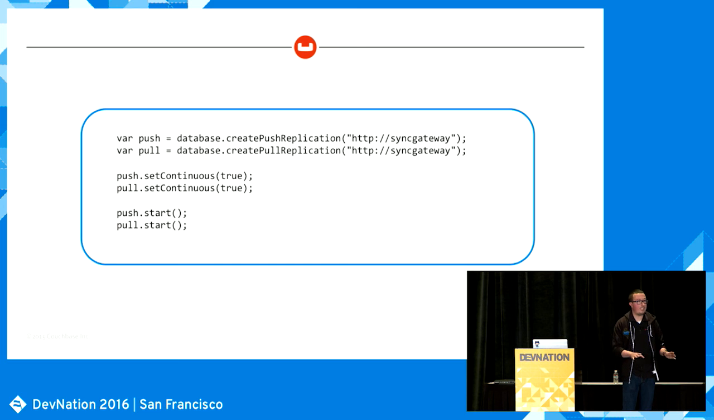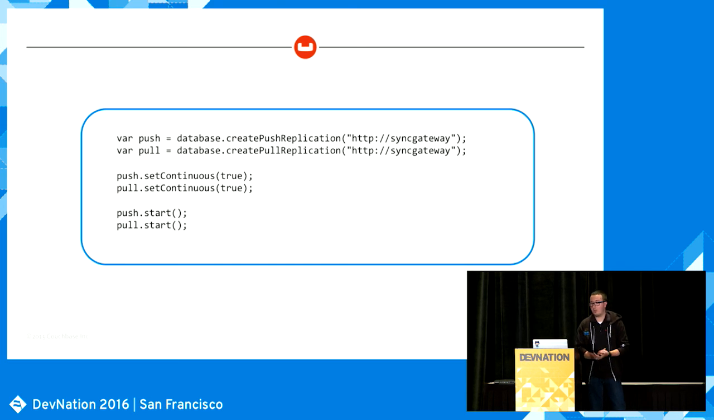At the most basic level, we would add these six lines here. We would create a pull replication and a push replication. We'd pass in the Sync Gateway URL. We don't have to do push and pull; we could maybe only do pull, maybe only do push. It's completely up to you. This is where the battery drain comes in. You can set it to be continuously replicating or not. If it's continuously replicating, your battery is draining.